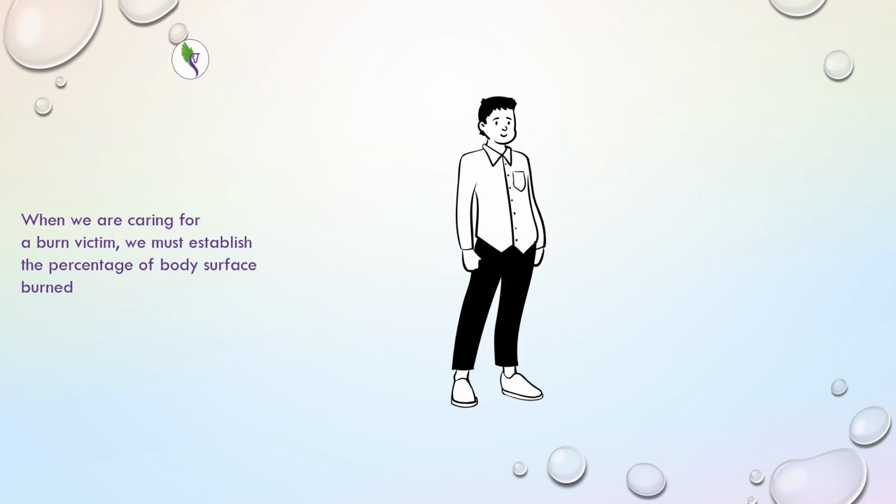When we are caring for a burn victim, we must establish the percentage of body surface area burned. We're going to start with the arm. Remember the rule of nines? 9 is the rule, which means it's going to be 9, a multiple of 9, or half of 9, except for the groin, which is 1%. So if we can remember that our arm is 9, then we can figure the rest of this out. So for our patient's arm, this is going to be 9% for the arm and hand.